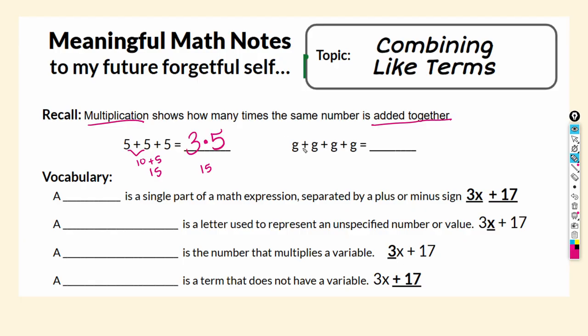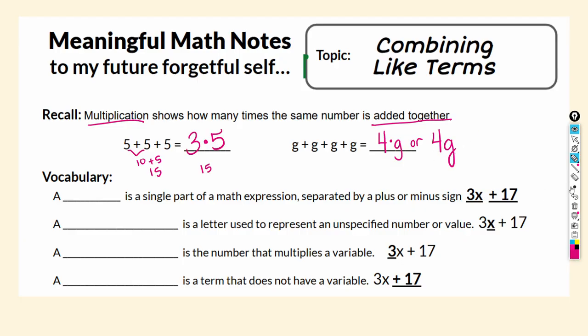Now, what if instead of a number I had a letter standing in place of that missing number? If I have G plus G plus G plus G, well, that's 4 G's added up. That's 4 groups of G. Or remember, when we're multiplying a number and a letter, we don't have to write the times sign between them. We can just squish them. So this is also 4G.